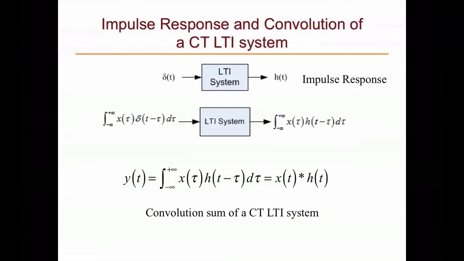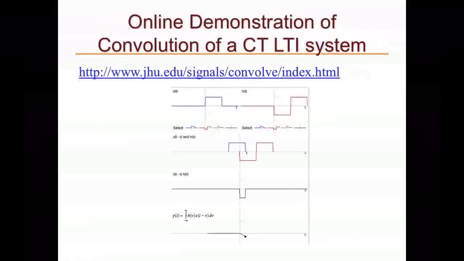So for an LTI system, if you give the system delta(t), just like in the DT system, you get the output h(t). So if you give the input as the integral from minus infinity to infinity of x(tau) delta(t minus tau) d tau, the output would be the integral from minus infinity to infinity of x(tau) h(t minus tau) d tau, which is the same equation as in the DT domain, a very similar equation, and we call this the convolution integral of a CT LTI system. You can play with this demonstration online by yourself. It will illustrate the process of convolution in the continuous time domain, which is quite similar to what we learned in the discrete time domain.